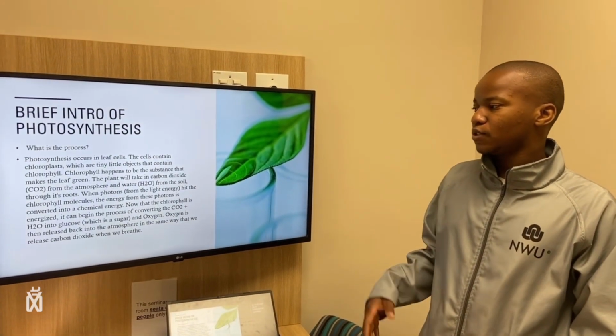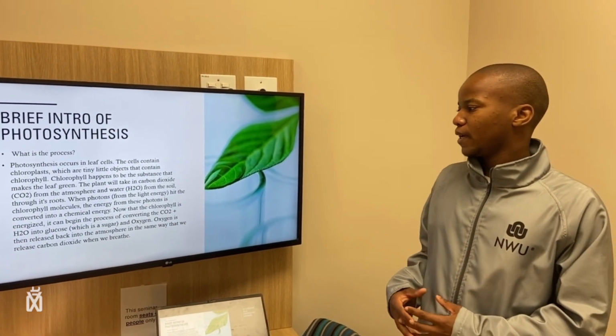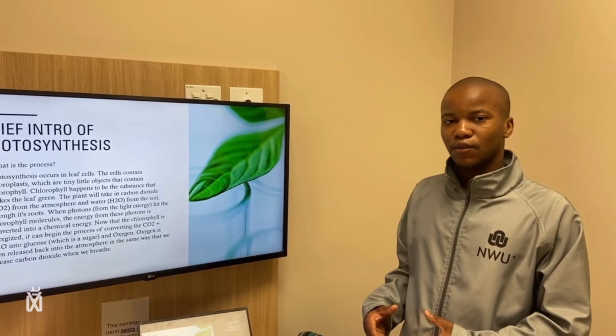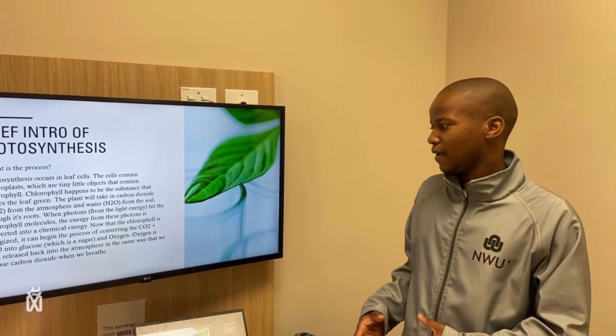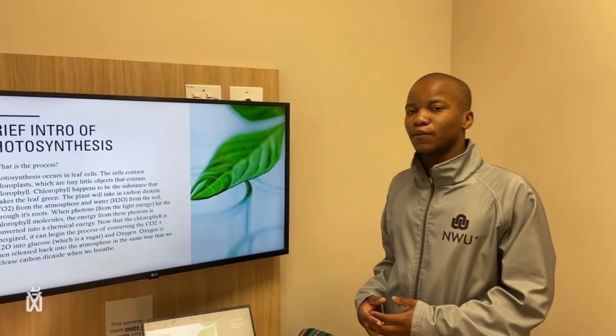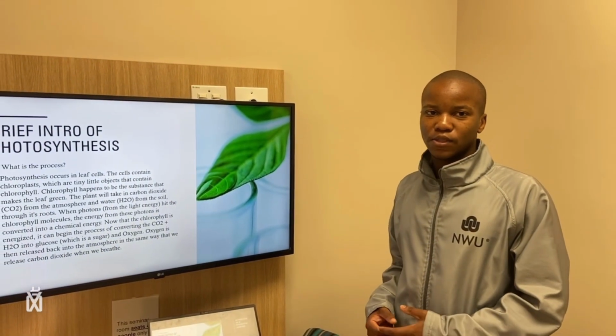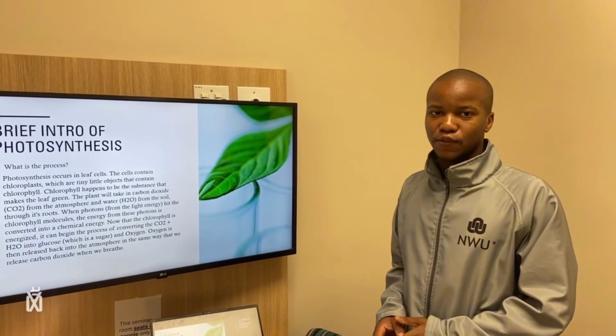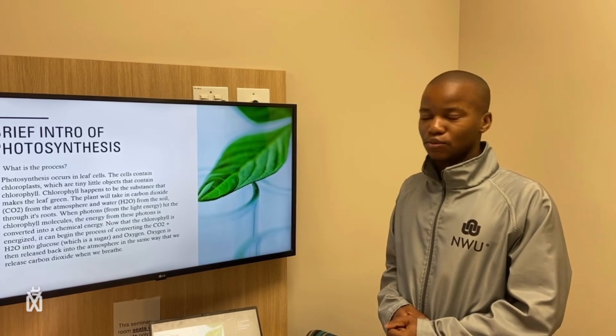The plants will take in carbon dioxide from the atmosphere and water from the soil through its roots. Then one photon from the light energy hits chlorophyll molecules. The energy from this photon is then converted into chemical energy. Now that the chlorophyll is energized, it will begin the process of converting the carbon dioxide and water into glucose. And with glucose, you have to remember that glucose is always sugar.